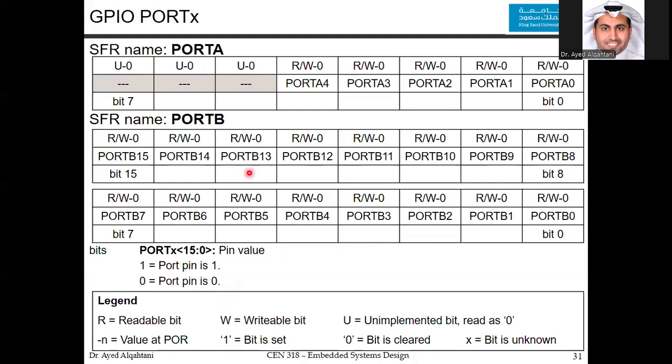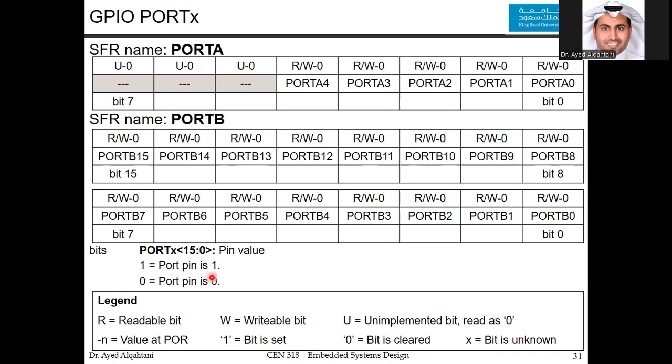Same thing for the PORT A. The naming is different only, but now these are the pin value. If it is 1, then the value is 1. If it is 0, then the value is 0. Now, we will also explain this more, the difference between the latest value and the port, in the coming few slides.